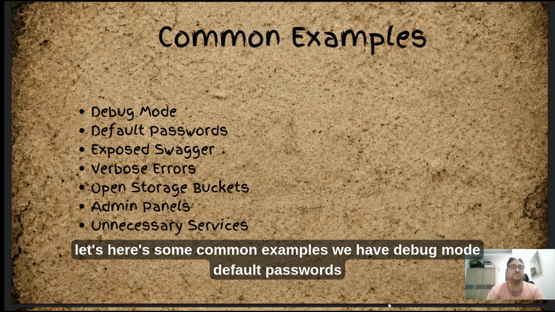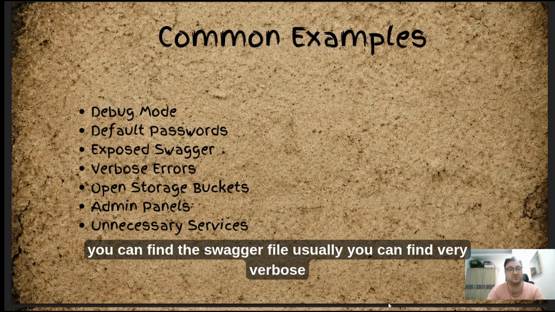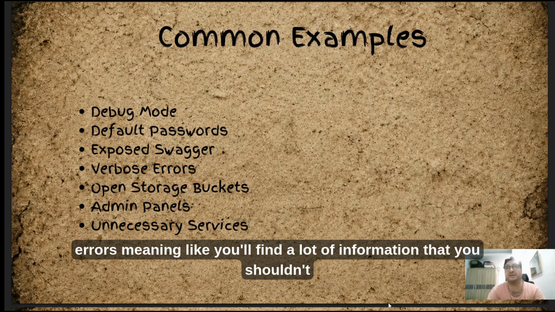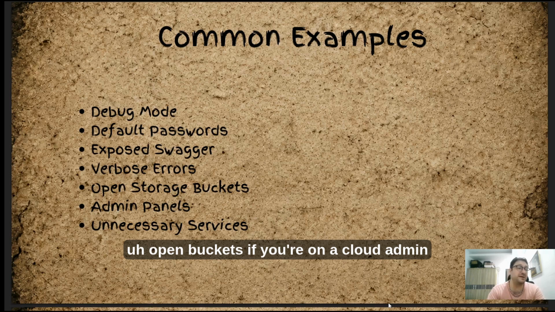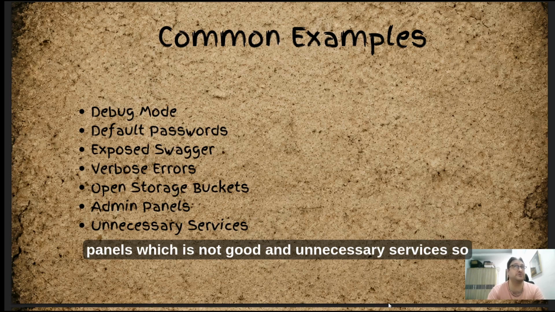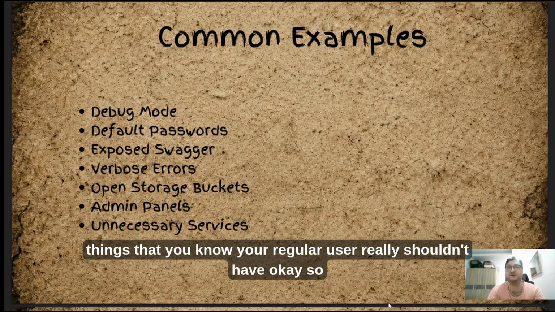So here's some common examples. We have debug mode, default passwords. You can find the Swagger file. Usually you can find very verbose errors, meaning like you'll find a lot of information that you shouldn't. Open buckets if you're on a cloud. Admin panels, which is not good. And unnecessary services. So things that your regular user really shouldn't have.